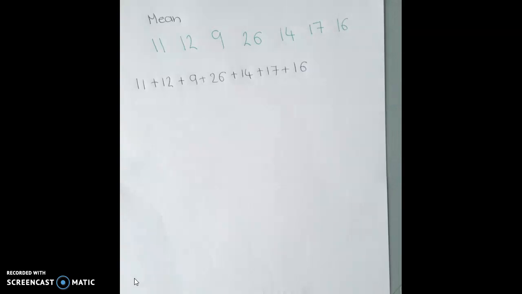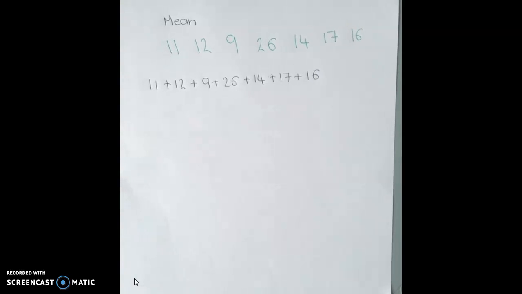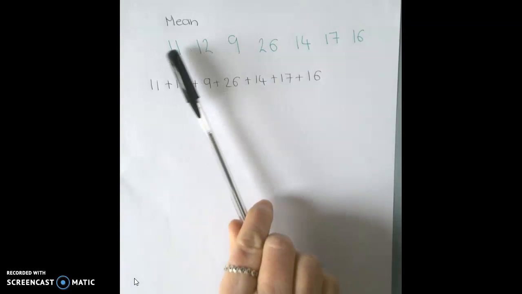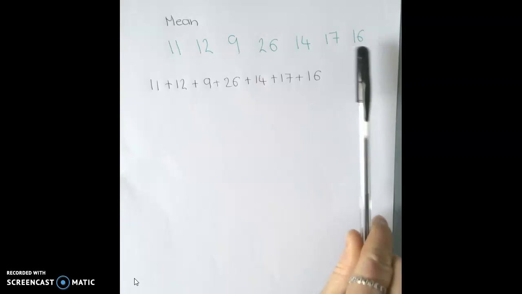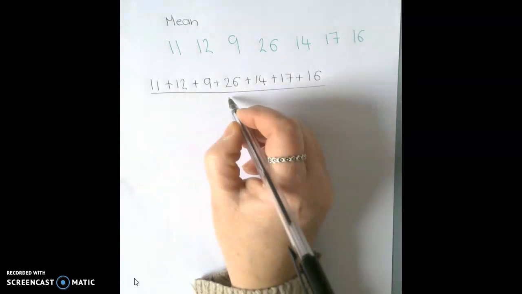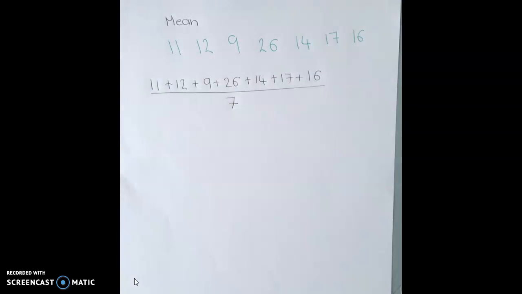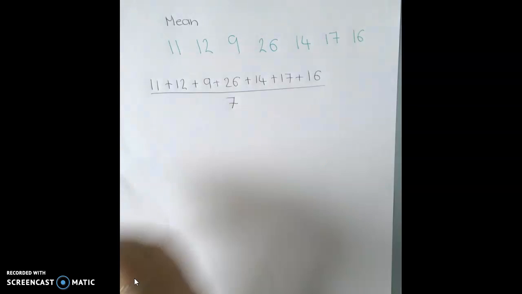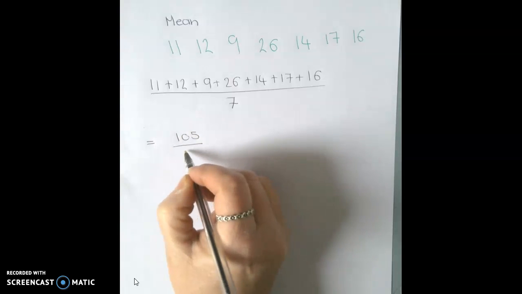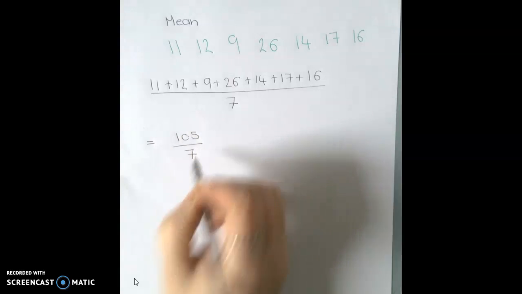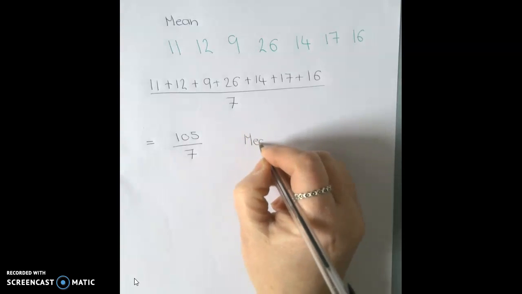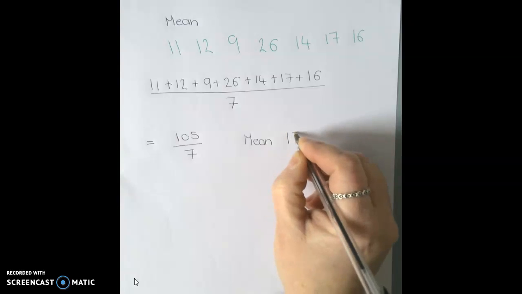And then what we need to do is divide that by the number of values in our data set. So there are 1, 2, 3, 4, 5, 6, 7 values in our data set. So we divide the total by 7. So that would equal 105 divided by 7. Okay, so our mean is 15.